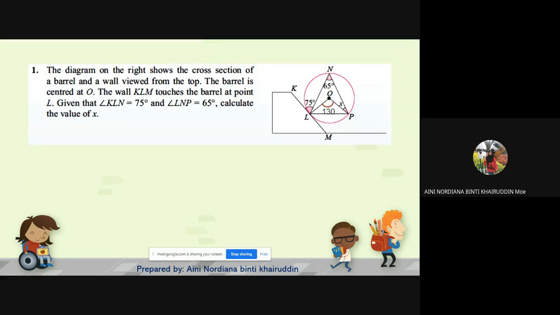First, you need to calculate this angle. This angle at center is twice the angle at circumference. So 65 times 2 is 130. Next, this angle equals 75 because of the angle from chord LM to the circumference. So this is the alternate segment. Next, let's say this angle is A.